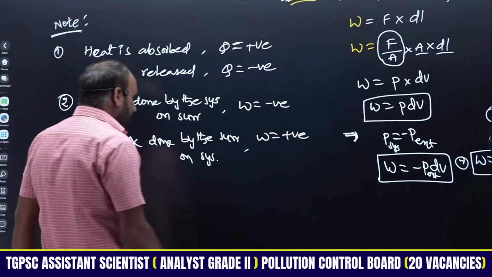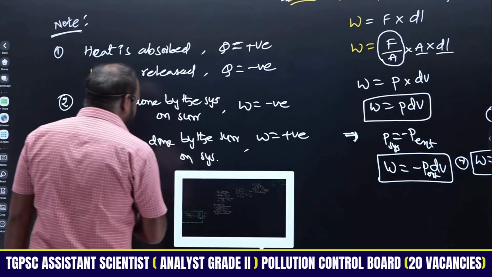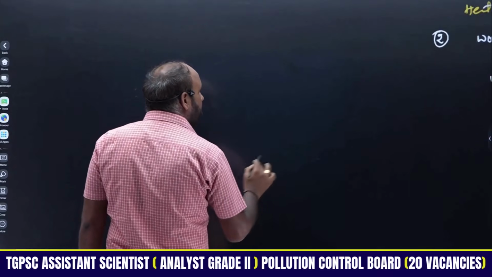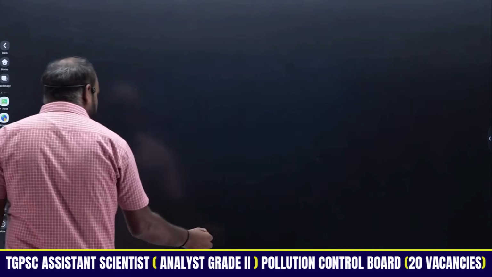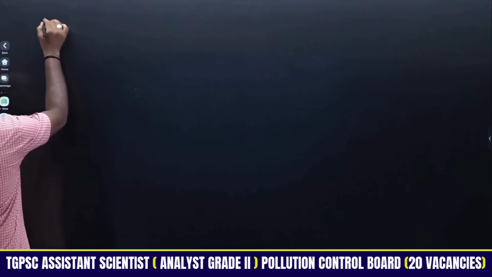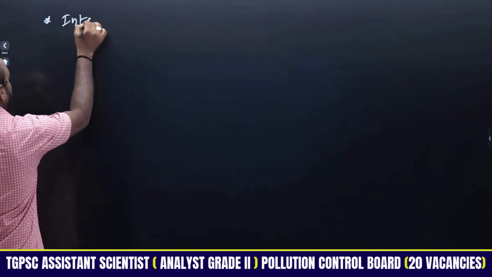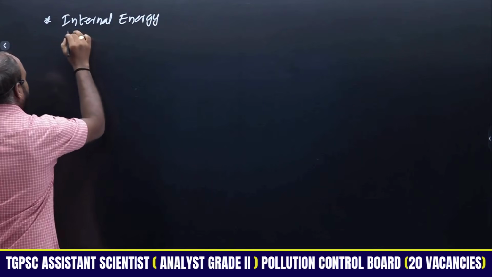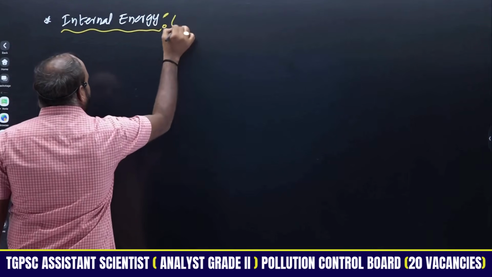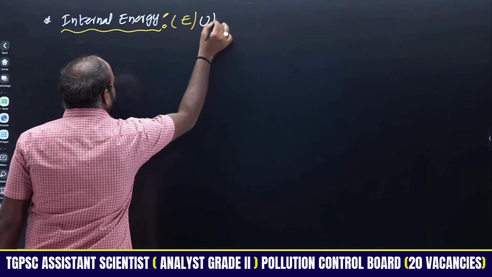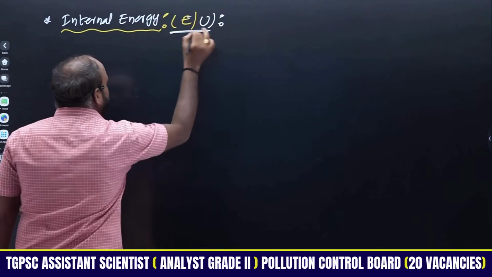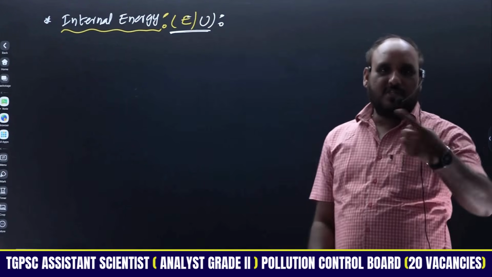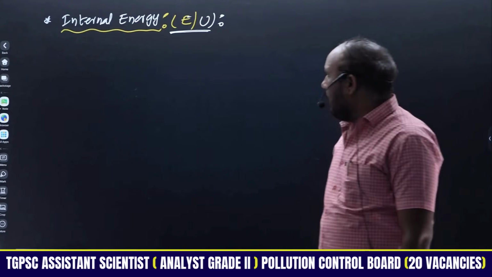With the help of this, we are going to discuss the other parameters. What are the other parameters? Internal energy. Slowly we are entering our main topics, right? Internal energy is denoted with E, or in some books it is denoted with U, right? Any symbol we can utilize. U also means internal energy, right?